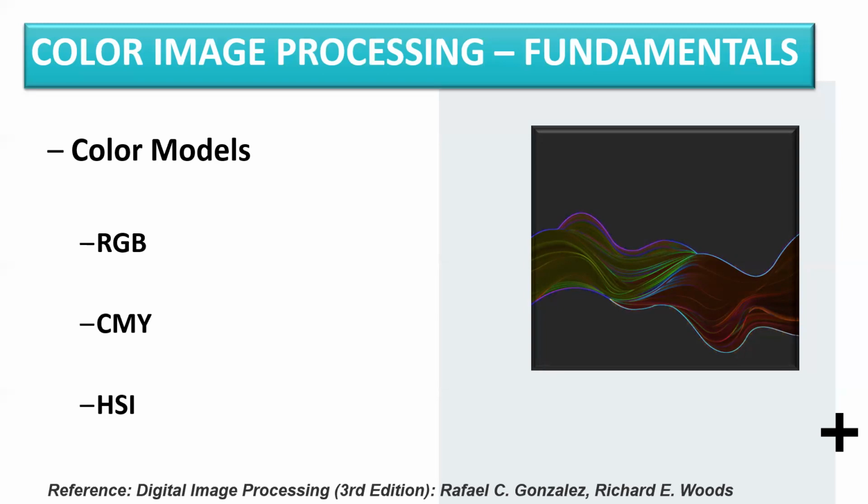The third one is referred to as HSI, hue, saturation, intensity. As you know what hue, saturation, and intensity are from the previous discussion, it helps us to identify the dominant color and also the intensity of the colors available in the entire image. These are the simple color image processing fundamentals we are discussing here.